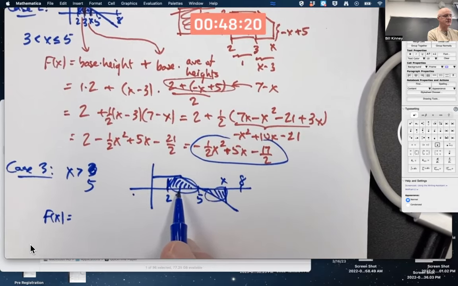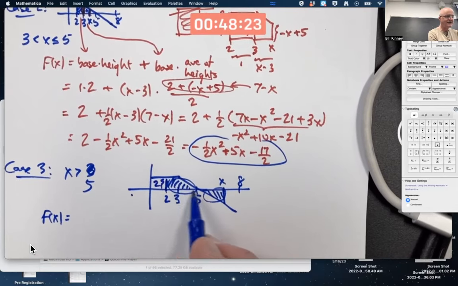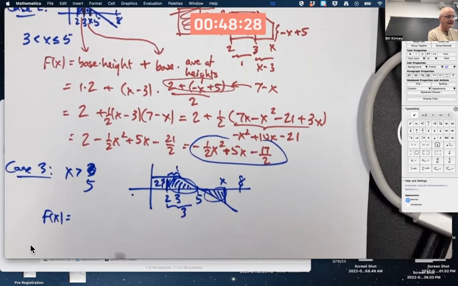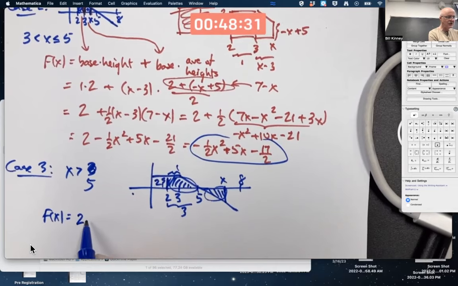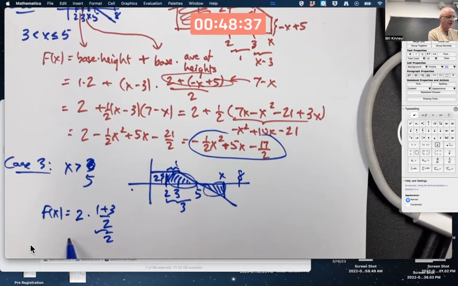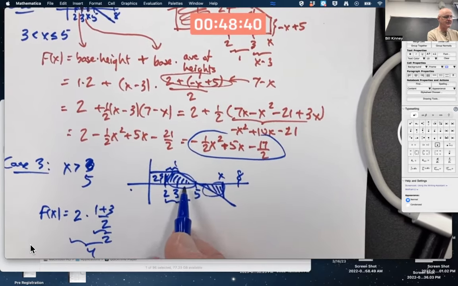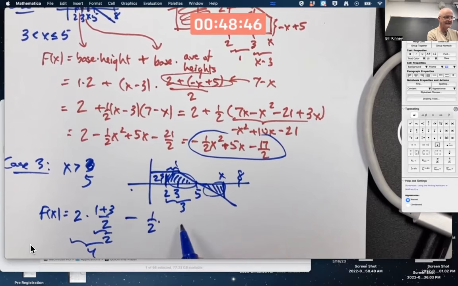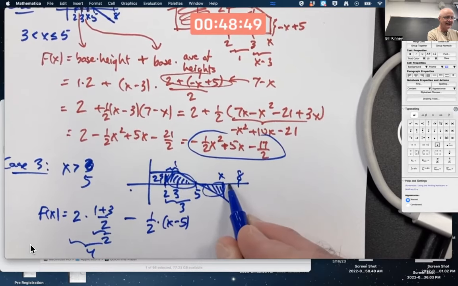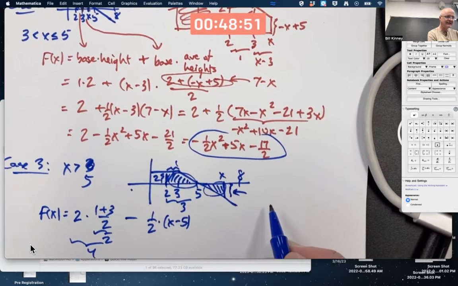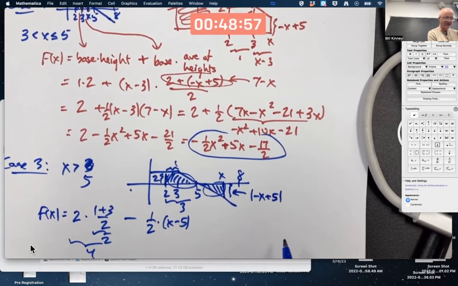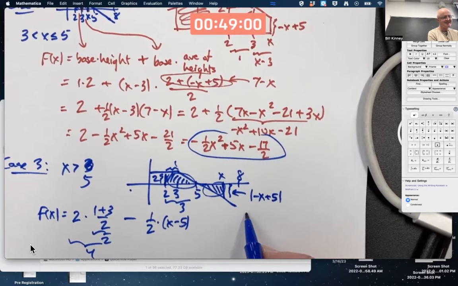Hey, that's a sideways trapezoid of height 2. What's the average of its lengths? This one is 1. This one is 3. That trapezoid has area 2 times the average of 1 and 3. That's a 2. 2 times 2 is 4, is the area of that trapezoid. I have to subtract the area of this triangle. 1/2 base times height. What's the base? X minus 5. What's the height? It'd be that distance, which is technically the absolute value of negative x plus 5, which if x is bigger than 5 is actually its opposite.